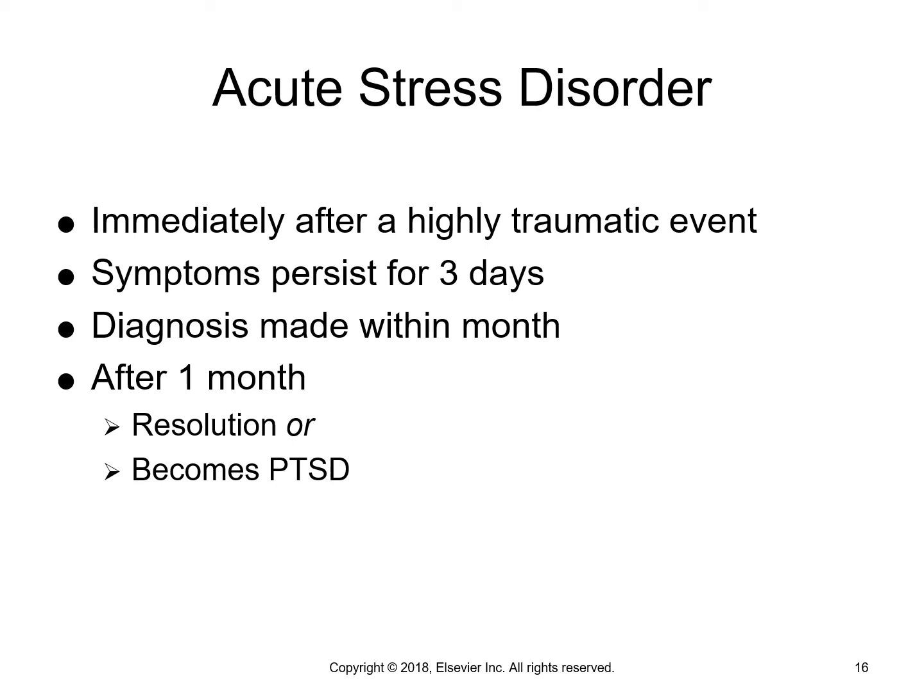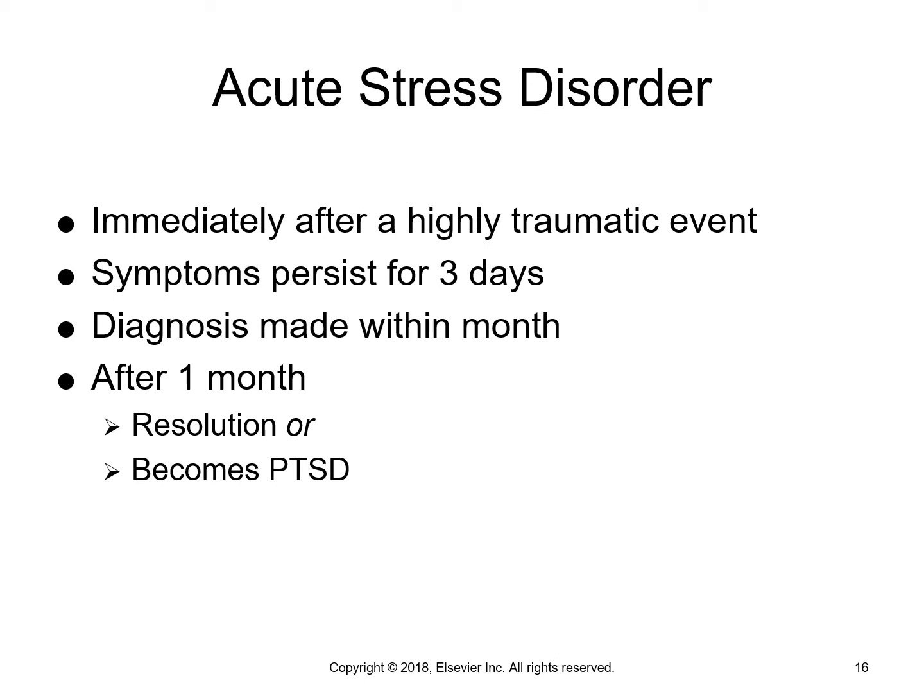So after 1 month, the acute stress disorder is resolved or it becomes PTSD. If these symptoms, the intrusion symptoms, avoidance symptoms, arousal symptoms, or negative moods, last for more than 1 month, it becomes PTSD. But before that, it is called acute stress disorder.